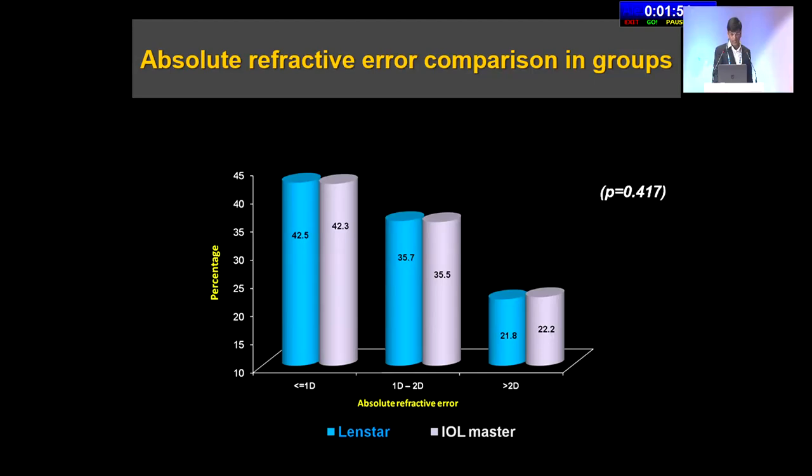In terms of the percentage of the refractive error, it was divided into less than 1 diopter, between 1 to 2 diopter, and more than 2 diopter. In all the three groups with the two biometers, the results were comparable.